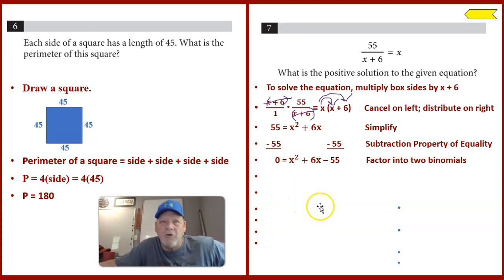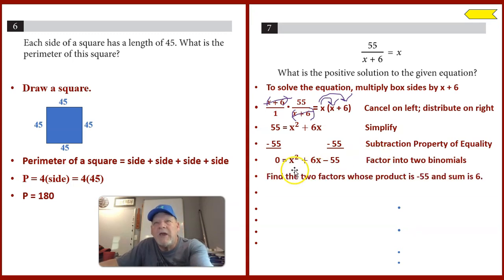Any time in your algebra class that you have 0 equaling a binomial, now I can factor this if it's factorable, or I can use the quadratic formula, or I can complete the square, or I could graph it to find the two roots, which would be where the parabola crossed the x-axis. So in this case, we're going to factor it.